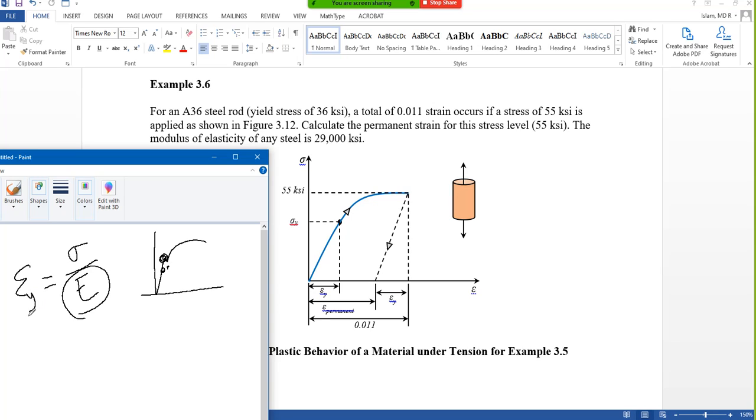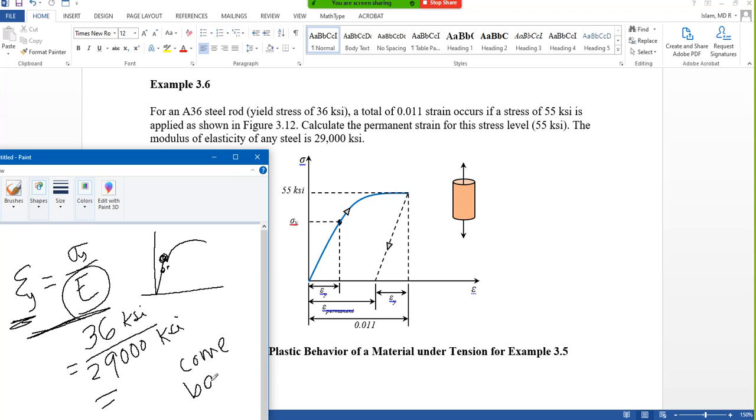So if we use this equation, again valid only in the proportional limit or only in the elastic region, we find this strain. What is this strain? This strain is the yield strain, or the recoverable strain, the strain that will come back. Sigma is 36,000 KSI. E is 29,000 KSI. After this, we will get the amount of strain that will come back. I'm writing here, come back.